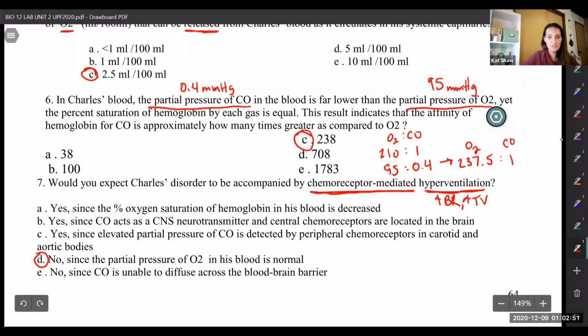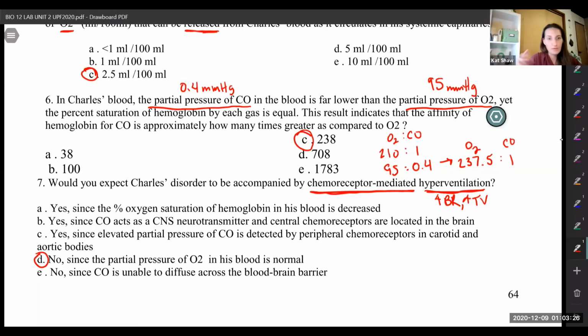Partial pressure for oxygen falls within normal range. We wouldn't see our secondary chemoreceptors triggered in this case. We're at 95 millimeters mercury. We're not at 60 or below. Same would be true if one of the options here was no, since the partial pressure of CO2 in his blood is normal. That would be the more accurate signal that would in this case lead to potentially hyperventilation, as if that partial pressure of CO2 was higher than normal.